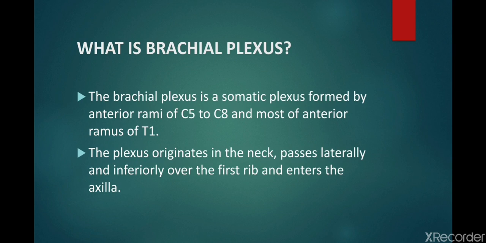Okay, so again I repeat that it's formed by the root of C5 to C8 and root of T1, and that it originates in the neck and then it passes laterally and inferiorly over the first rib and enters the axilla.